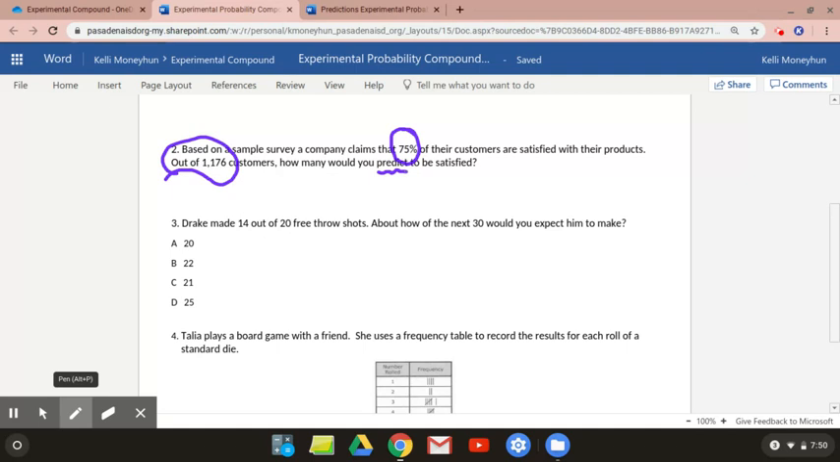So first, if you didn't remember that predictions mean proportions, you also have a percent. Percents also mean proportions, okay? So we're going to set up a proportion. Now, when we used to deal with percents, you always put a percent over 100, okay? So I'm going to put my percent over 100.